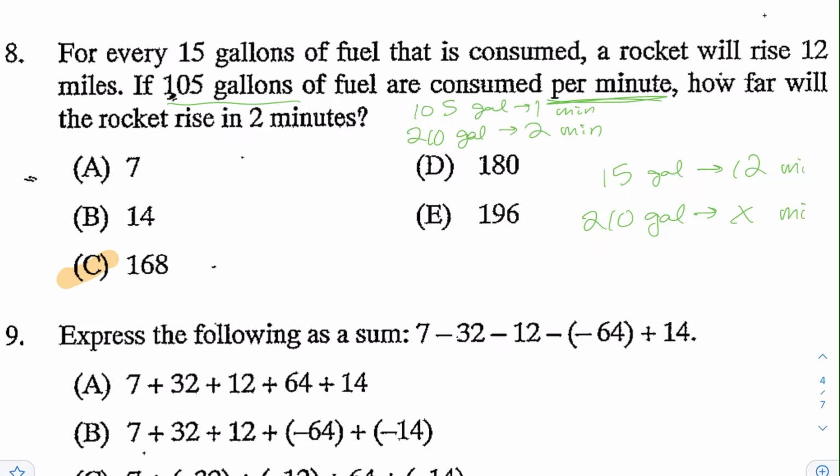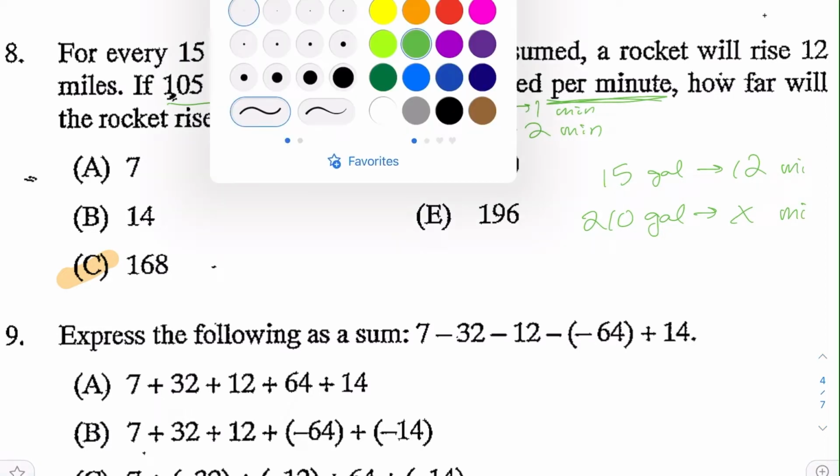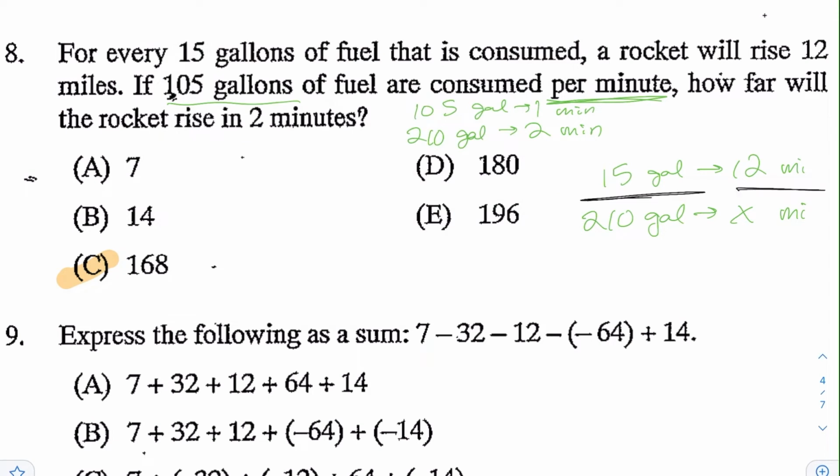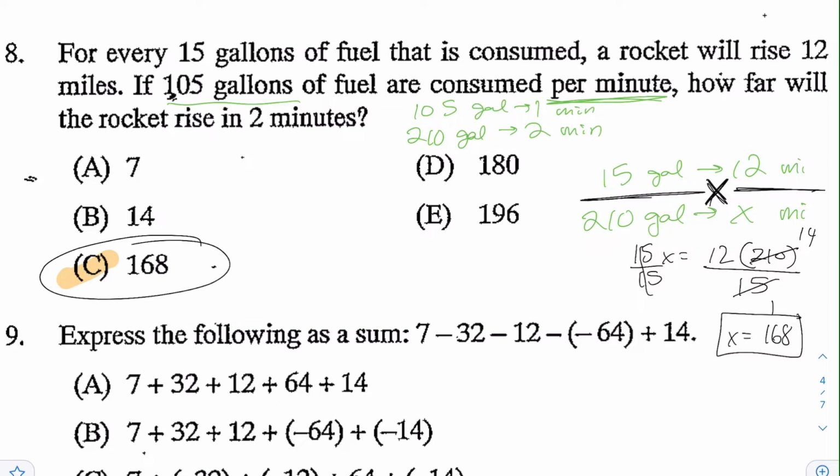So here, this is your proportion. You can solve this by cross multiplying. So that 15X is equal to 12 times 210, and you want to divide by 15 on both sides. And from here, you can cross simplify. 210 and 15, they have a common factor of 15, actually. So the answer will be 12 times 14, or 168. And that's choice C.